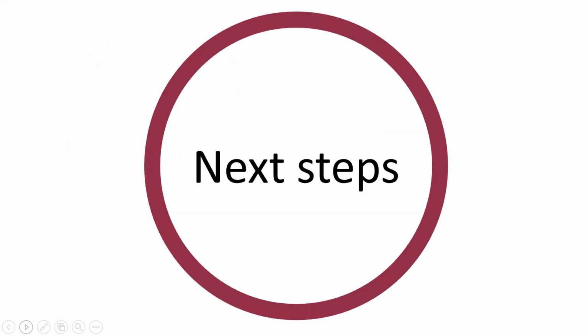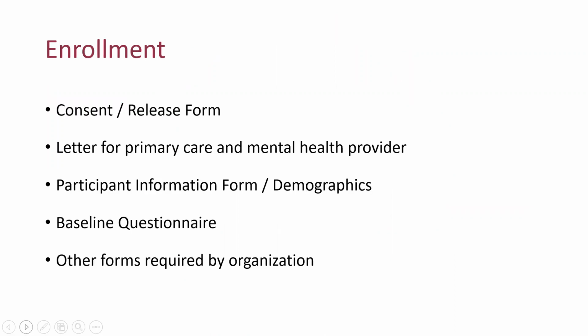In terms of what's next, for enrollment, you'll have a consent or release form to fill out. If possible, have a letter that you can give their primary care and mental health provider if they give permission to release that information. That way you can provide coordinated care over the course of the program. Many organizations also collect demographic information to understand who they're reaching and not reaching. In the toolkit, we have an example of this in the participant information form.